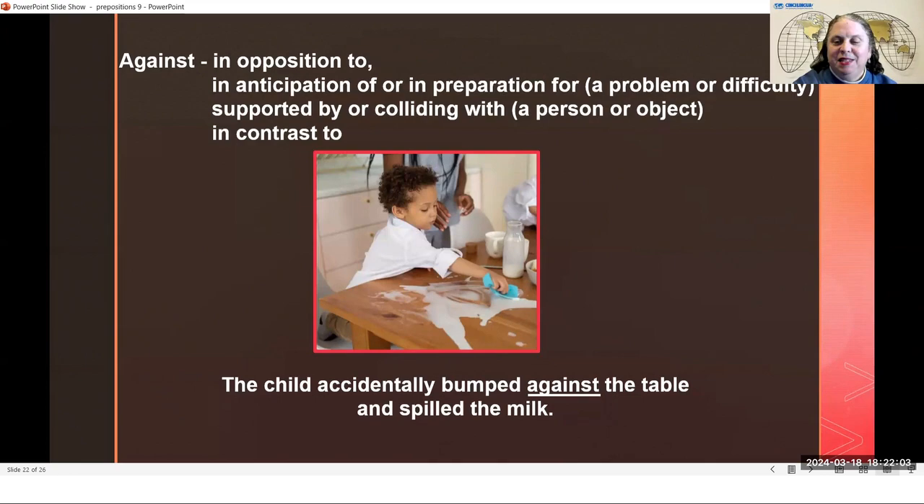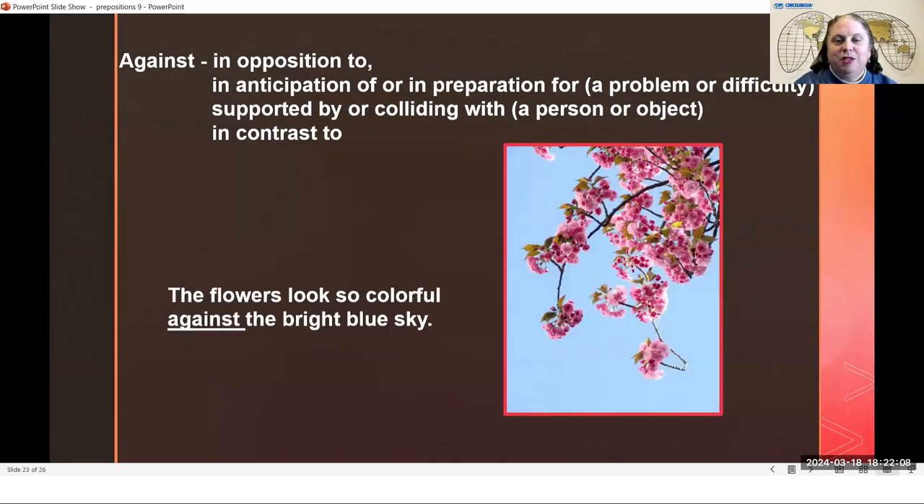And then the last example of against has to do with being in contrast to. The flowers look so colorful against the bright blue sky. I can see the pink and the green, and I think the pink and the green look especially pretty because there is this beautiful blue behind them. They are against the blue sky.